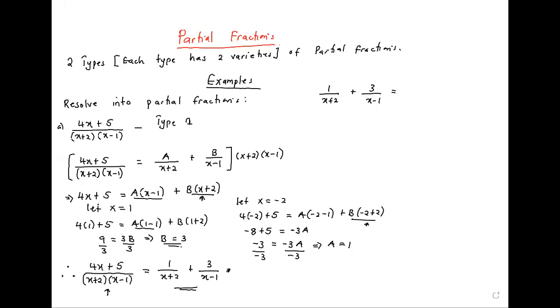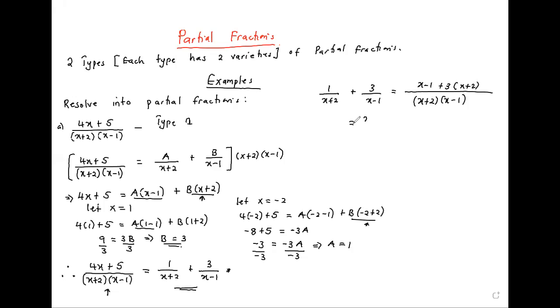So now if you want to confirm whether what you have gotten is correct, you get the common denominator between 1 over x plus 2 and 3 over x minus 1. So we'll have x plus 2, x minus 1. Then x plus 2, x minus 1 divided by x plus 2, we get x minus 1. Then multiplied by 1, the numerator of x plus 2. So we'll have x minus 1 plus 3 multiplied by, you divide x plus 2, x minus 1 by x minus 1, you get x plus 2.